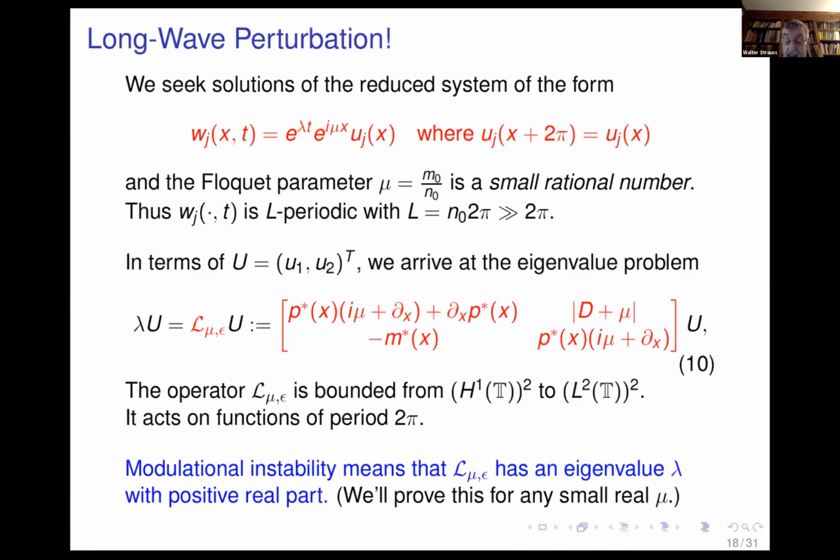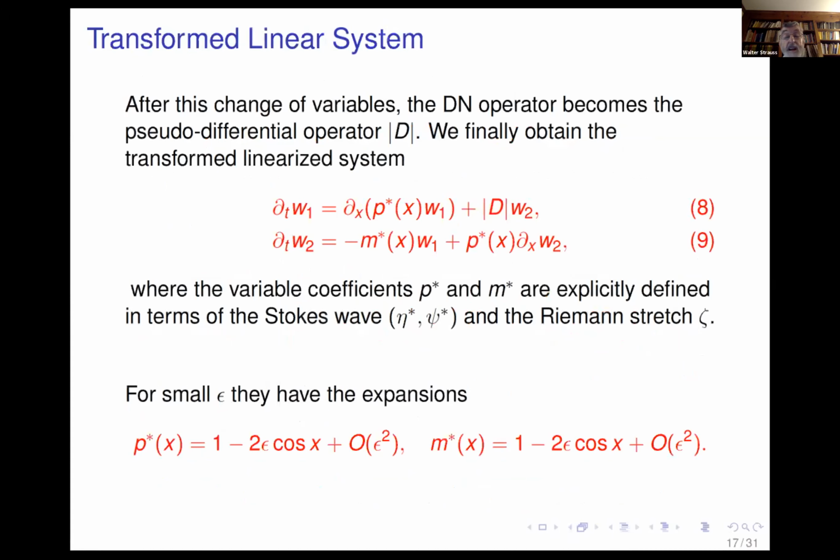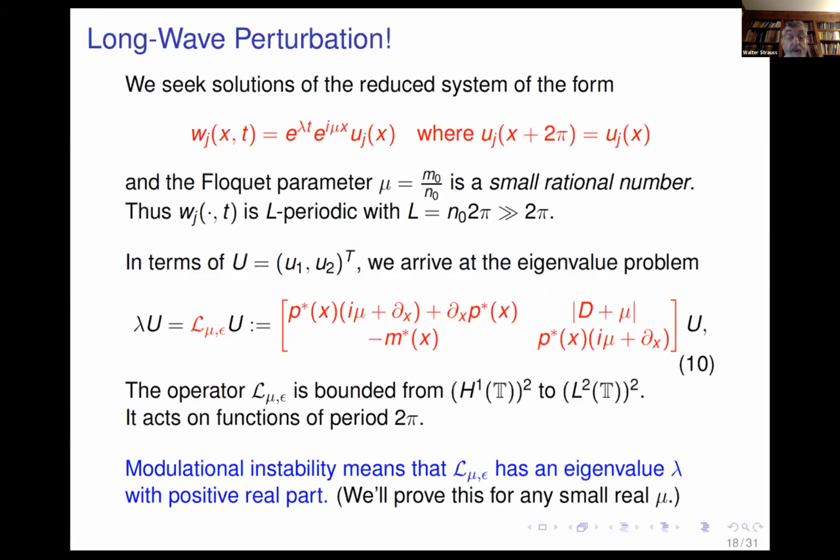And then the system, which is here 8 and 9, takes the following form. See, the time has now disappeared because it's e to the lambda t. So here's the lambda on the left side of the equation. And then in red here is the linearized operator. This is the operator we're working with, and so we're going to be working with this operator.